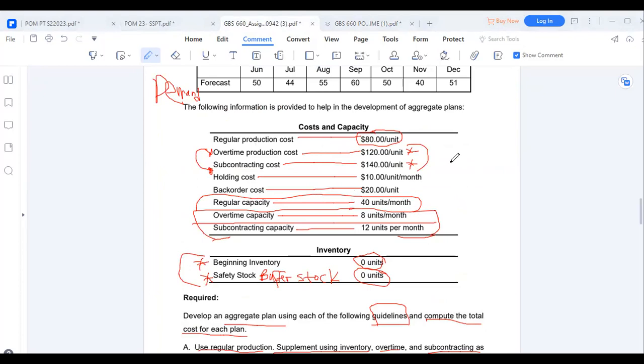So even if you're supposed to produce a total of 50, this 50 should have a breakdown. How are we going to have a breakdown? From here, the regular capacity should be 40 units. You have nothing to do about it, it's mandatory that you have a regular production of 40. Then what happens? Because you need to produce 50, you can subcontract 8, because it's cheaper to subcontract. Sorry, it is cheaper to allow overtime.